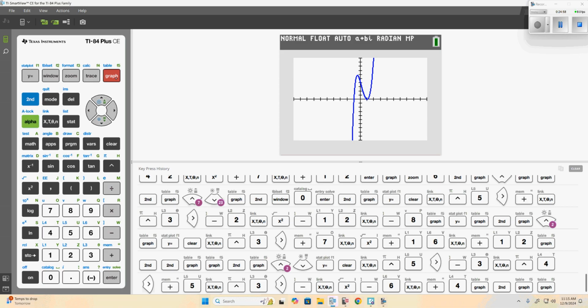Now looking at this here, we do see that at 1, it touches the graph and goes back up. So there's a chance that 1 might be repeated twice. So we do have at least 3 solutions.